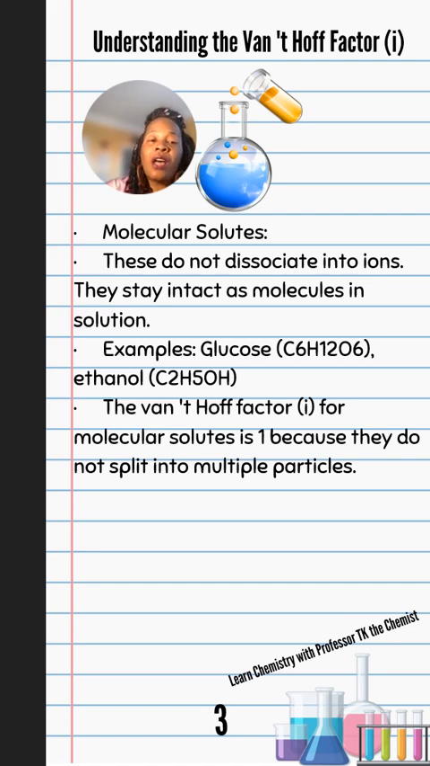Speaking of molecular solutes, these do not dissociate into ions. They stay intact as molecules in solution. So some examples are like glucose, ethanol. The Van Hoff factor for molecular solutes is 1 because they do not split into multiple particles. So just remember, if they are molecular solutes, the Van Hoff constant is equal to 1. Numero uno.